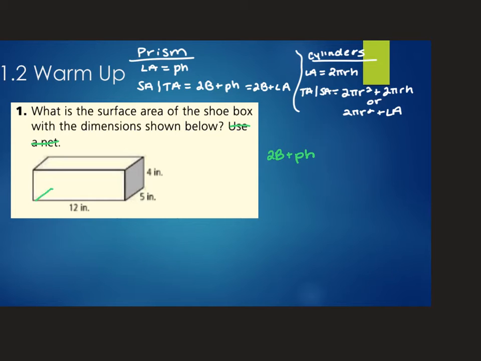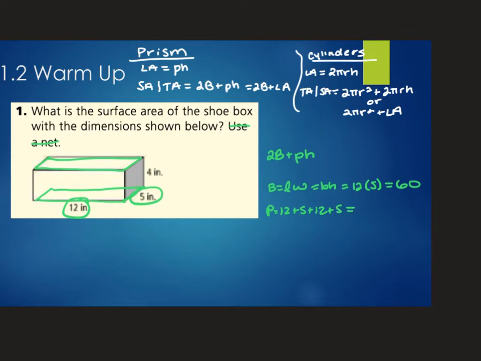So the rectangular prism, which is what this is, we say the bottom and the top are the bases. And those are rectangles, which means B is going to be length times width, or 12 times 5, which is 60. So that's B for base. Then the perimeter of the rectangle is 12 plus 5 plus 12 plus 5, or 17 plus 17, which is 34.